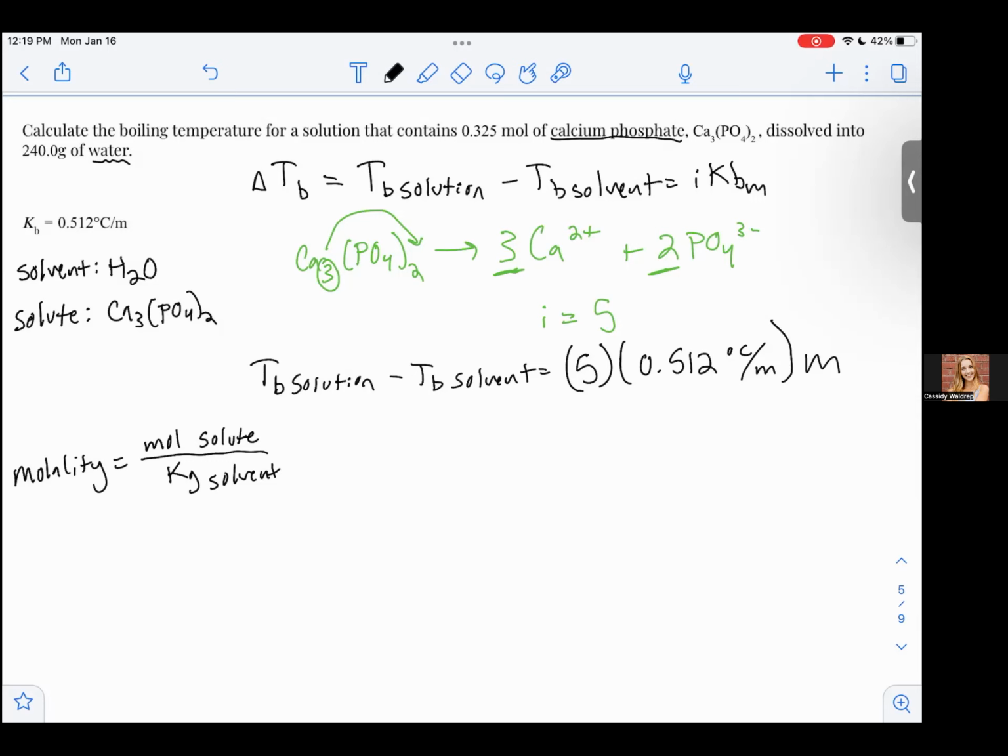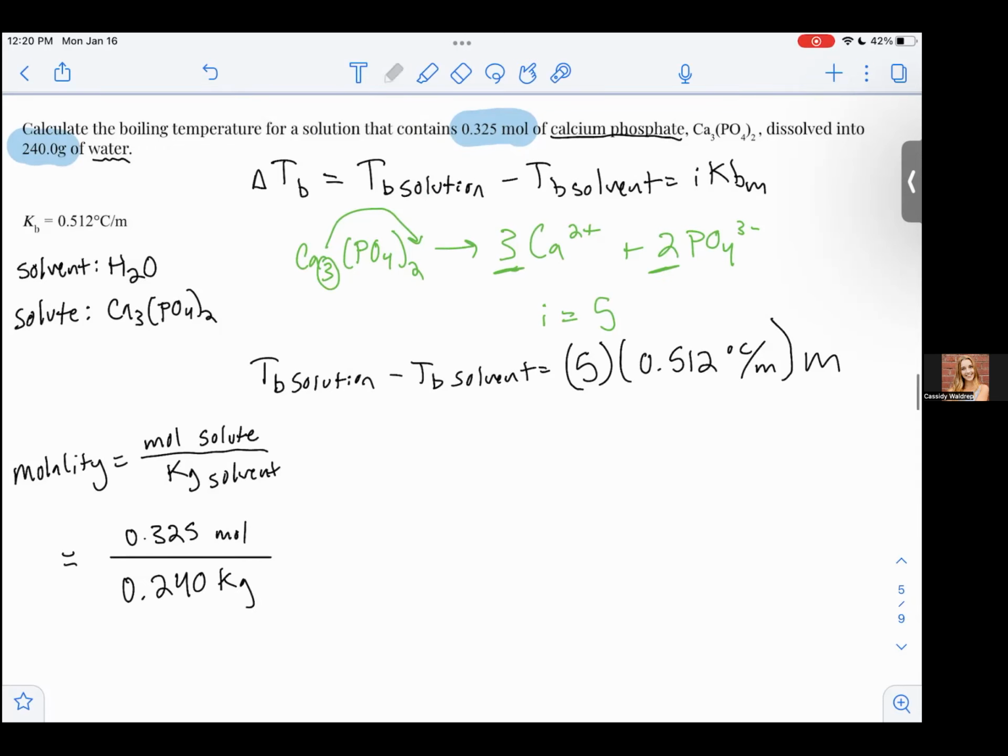Okay, what is our molality? Well, what are the moles of our solute? Right here in the equation, we can see that it gives us our moles of solute right there. 0.325 moles. And then we also need to find the kilograms of our solvent, which is water. So right here, we're given grams, which is 240. So we need to put that into kilograms, which is going to be 0.240 kilograms.